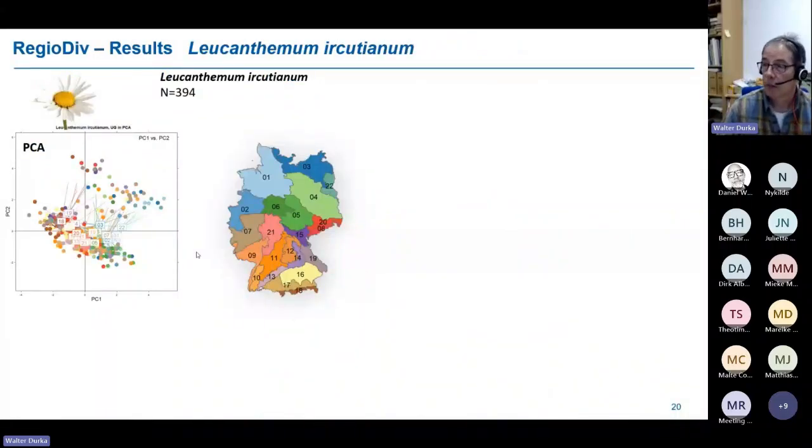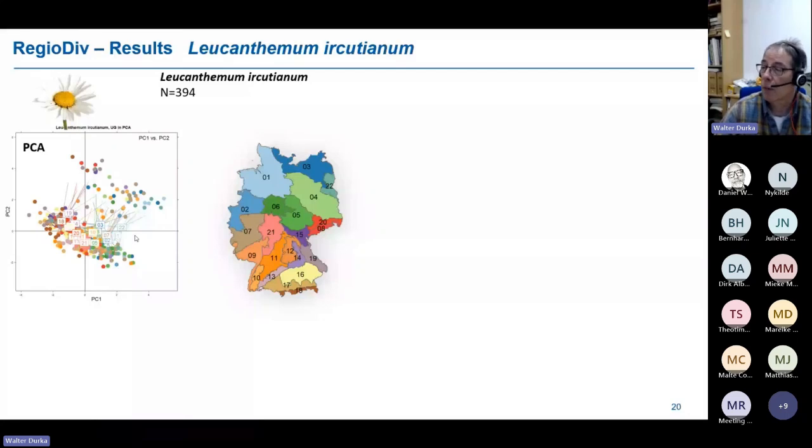Let's come to another very common grassland species, Leucanthemum, in this case Leucanthemum irkutzianum, the tetraploid of that species pair. If you look into the PCA graph, it looks a bit different than previously because there is a big group of data points, and in the same seed zones we have these upper points of samples which are somehow different.